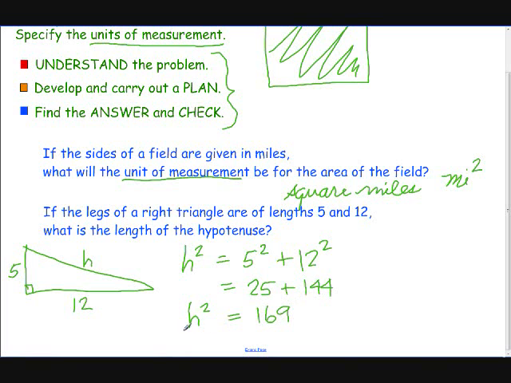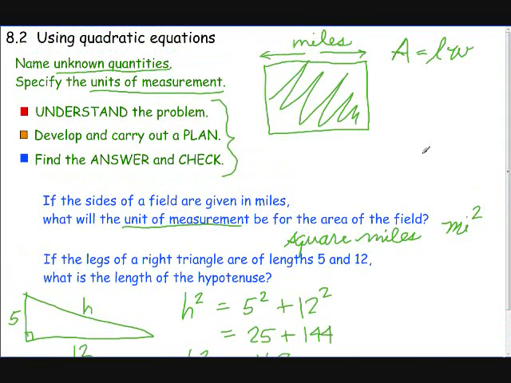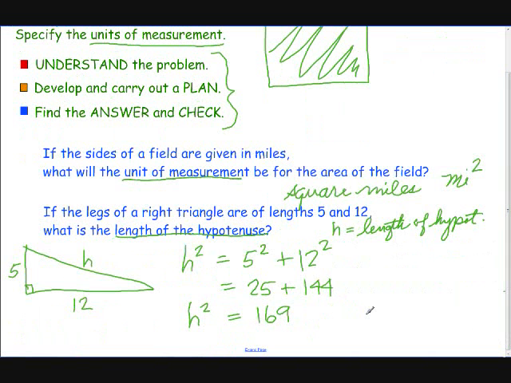Now, before we go forward and figure out what the hypotenuse is, I want to point out to you that in this problem, I'm going to move up here a bit, I named the unknown quantity. I named it h. It would have been a good idea if I had done this: h equals the length of the hypotenuse. It's always a good idea to define your variable that way.